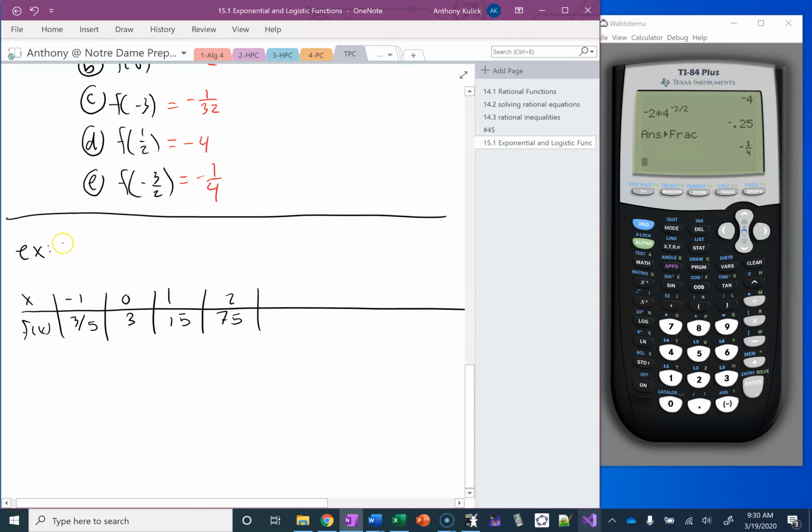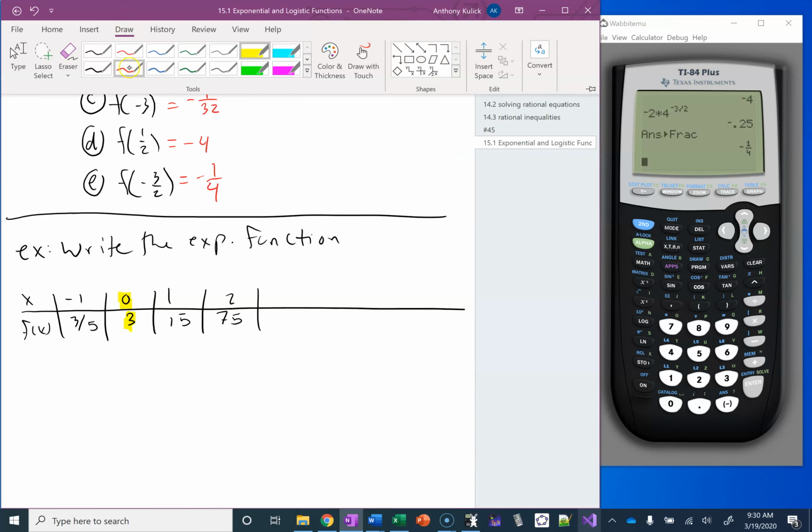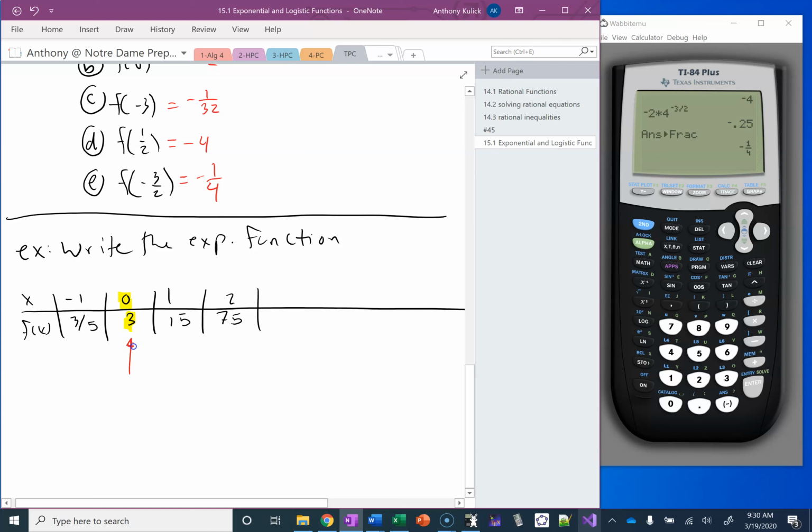Now let's say that we wanted to write the exponential function that passes through these points. So the first thing I'm going to do is look to see if I have the x value of 0. Since I do, I know its y coordinate immediately gives me a. Again, I'm writing the exponential function, so I need something of the form a times b to the x. So I can get a straight away for free.